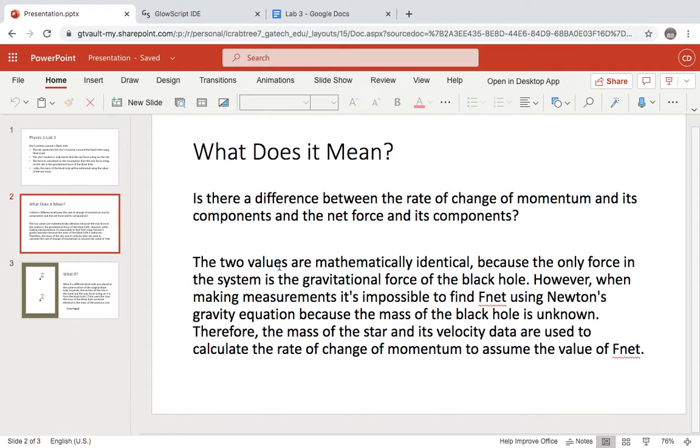Is there a difference between the rate of change momentum and its components and the net force in its components? The difference is only a matter of measurement. The two values are mathematically identical because the only force in the system is the gravitational force of the black hole, which is the F-net. However, when making measurements, it's impossible to find F-net using Newton's gravity equation because the mass in the black hole is initially unknown. Therefore, the mass of the star and its velocity data are used to calculate the rate of change in momentum to assume the value of F-net.